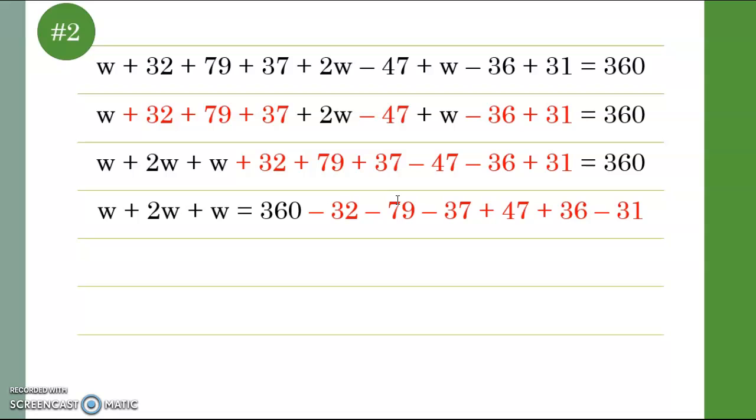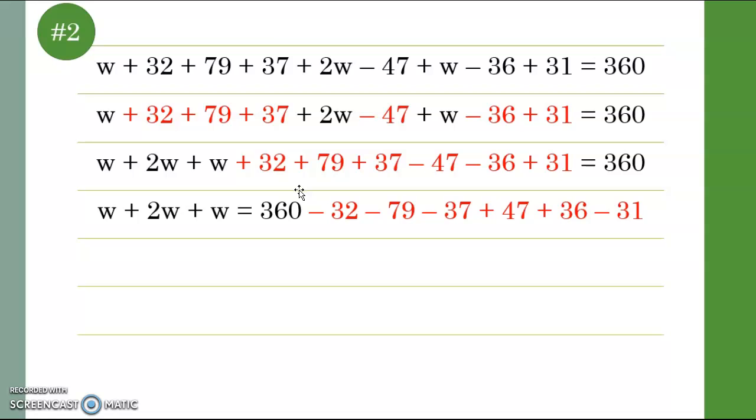Okay, so next thing that we're going to do, next line, we're going to start performing our inverse operations. Okay, so we've got to be really careful because we've got pluses and minuses, and we want to make sure we're doing the opposite of whatever we have. Okay, so I'm just copying down my W plus 2W plus W. We're not doing anything with them yet. All right, and I'm going to copy down my equals 360.